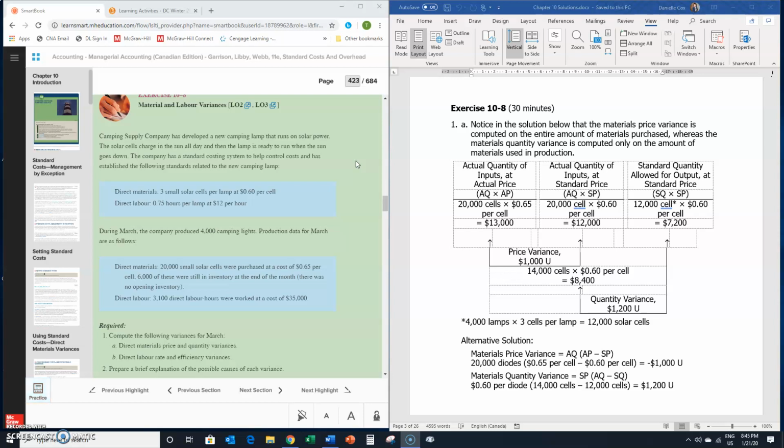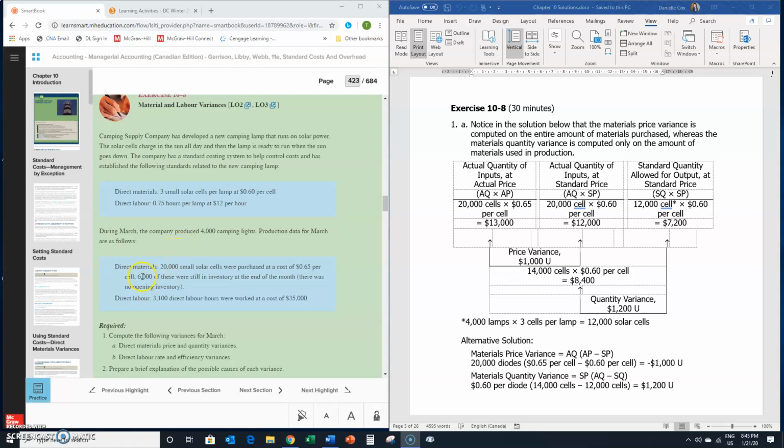Okay, so here they've established the following standards related to the new camping lamp. Direct materials, 3 small solar cells per lamp at 60 cents per cell. Direct labor, 0.75 hours per lamp at $12 per hour. So during the month of March, the company produced 4,000 camping lamps.